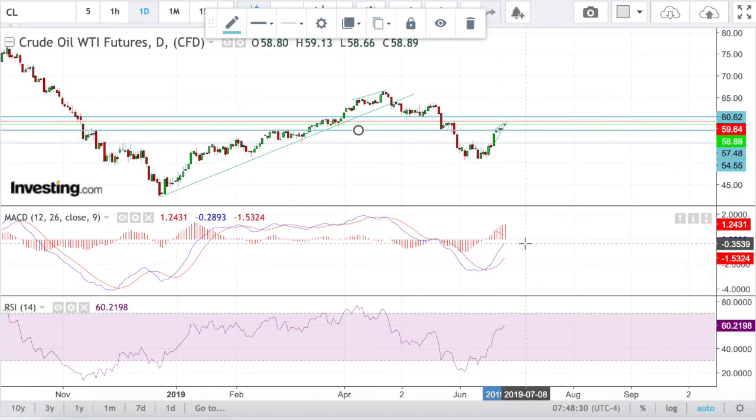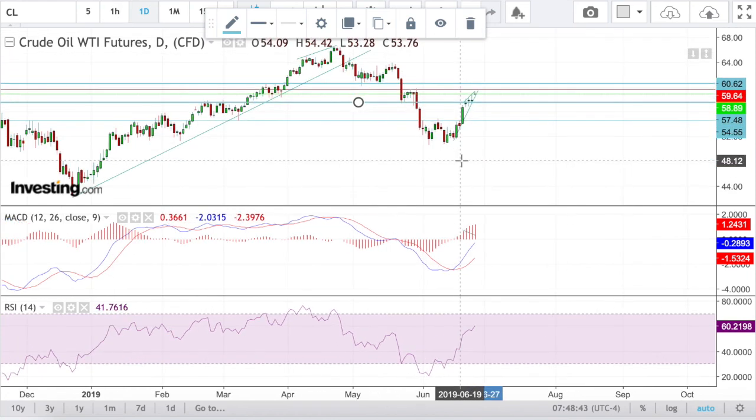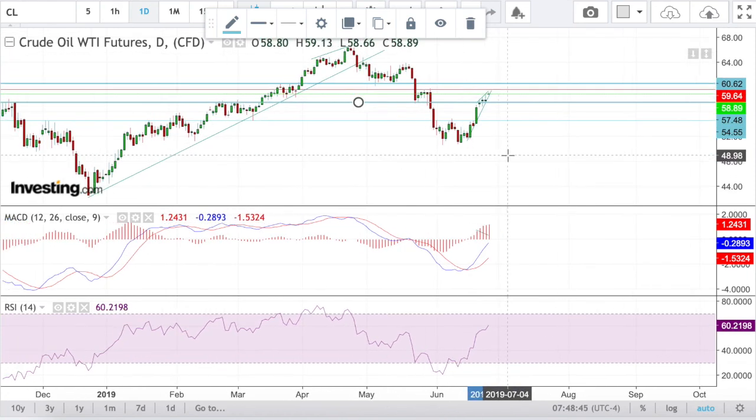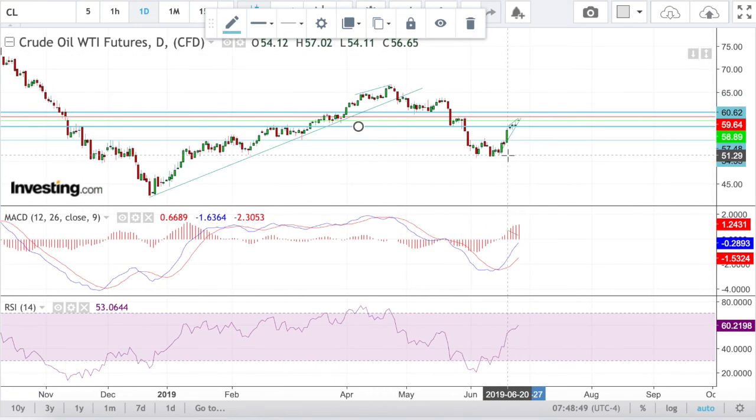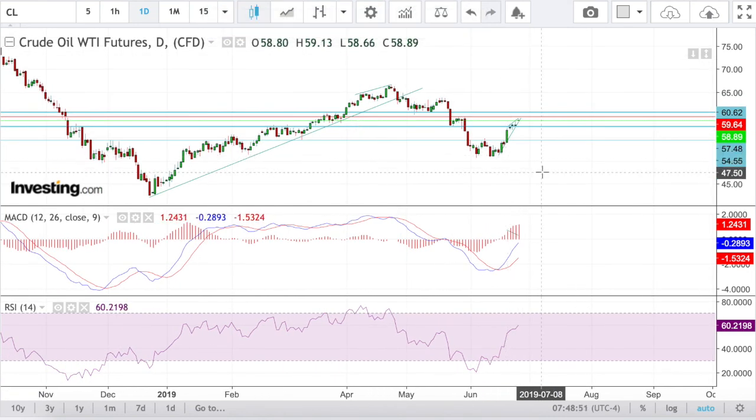We're below the zero line on the MACD. I would really not go long here. If you went long here at the bottom, congratulations, but this is not a good option, especially considering the divergence we see on the hourly chart. So that's about all I wanted to say on crude oil.